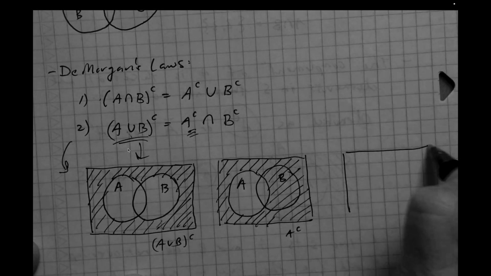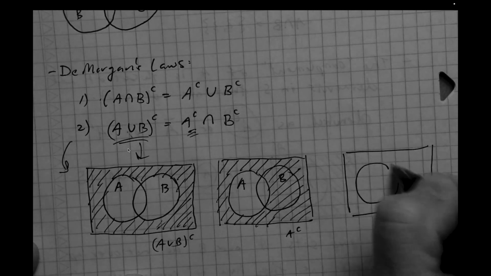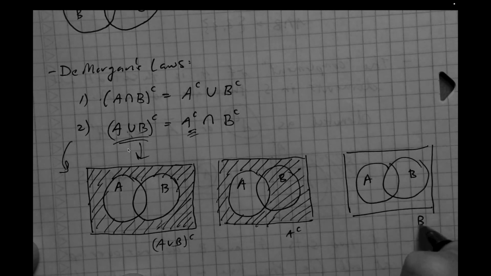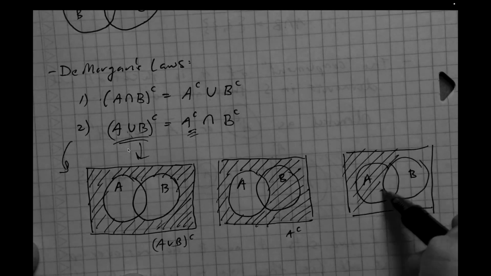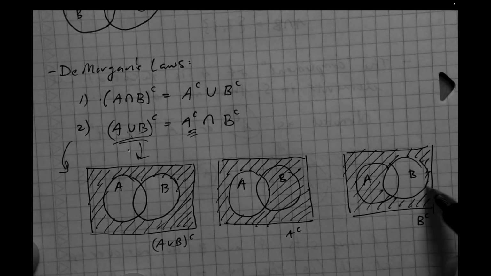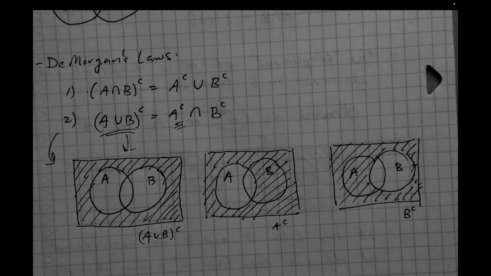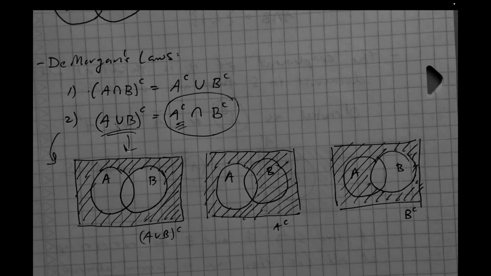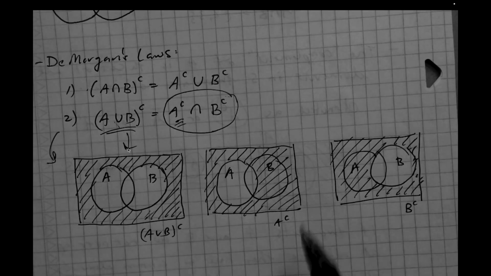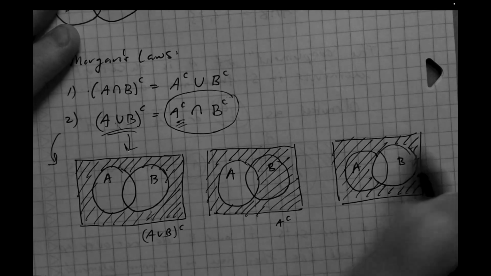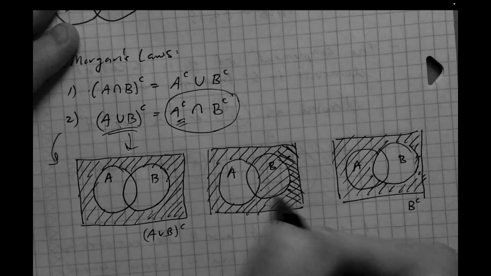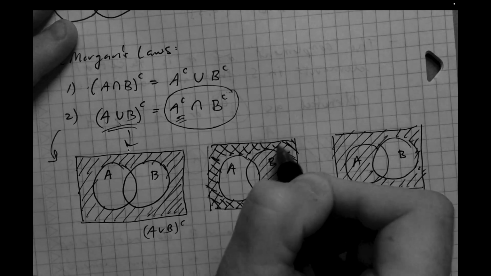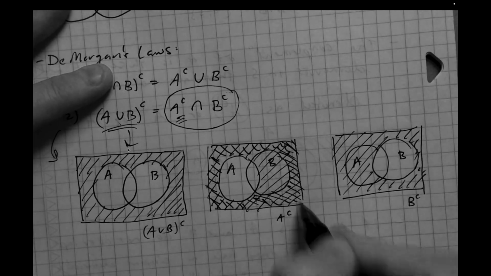So what does B complement look like? So again, I've got my A and my B. So B complement is here, and that's just everything outside of B. All right. But De Morgan's law says that I need the intersection of those two. So what's in both? Well, it's helpful if I actually shade what's in both, right? So what's in both is this piece outside. Right, so I've got that part there, right? Basically everything that's outside the union.